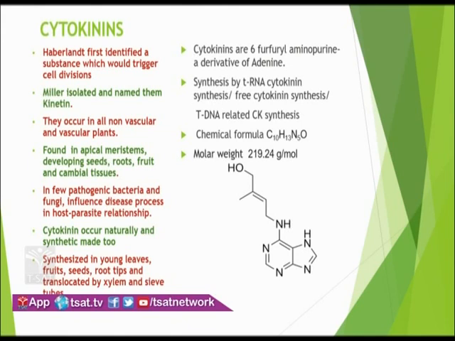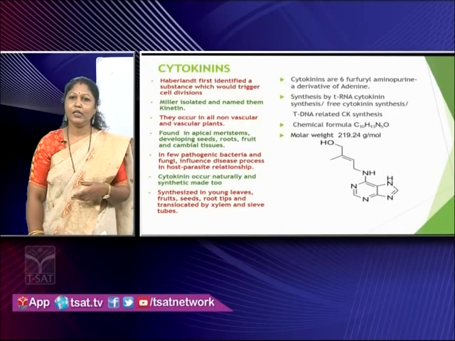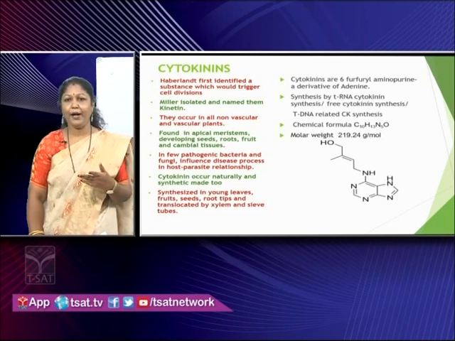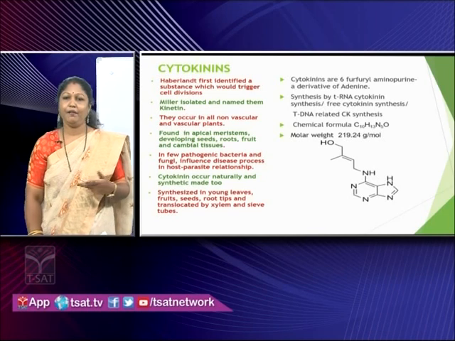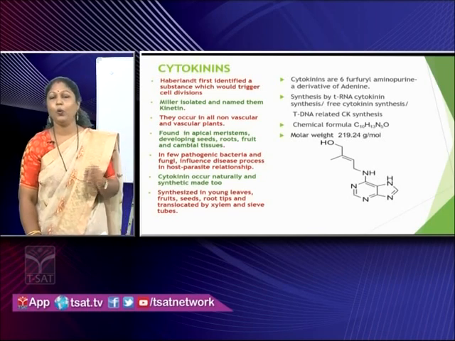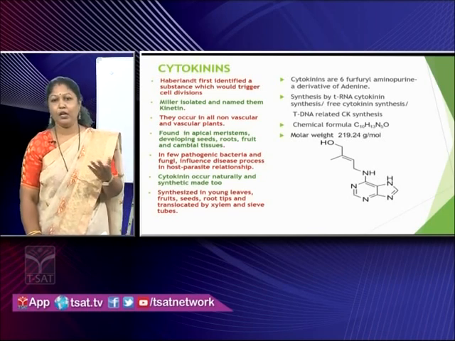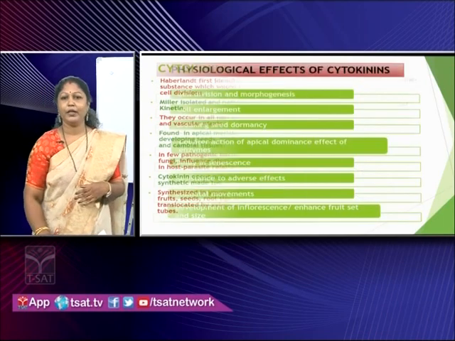If we look at their chemical nature, they are derivatives of purines, that is adenine. It is 6-furfuryl aminopurine, and it is synthesized by three different pathways. Of course, the tDNA related cytokinin synthesis can occur only in Agrobacterium. Others are found commonly in different kinds of plants. Okay. Now let us move on to the next one.